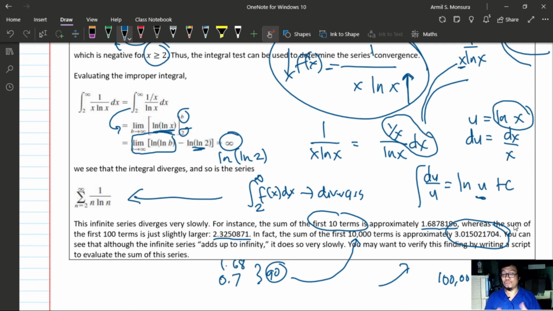So here in this lesson, we have covered the integral test and the conditions for the divergence and convergence of p-series. In the next topic, we will cover some more tests.